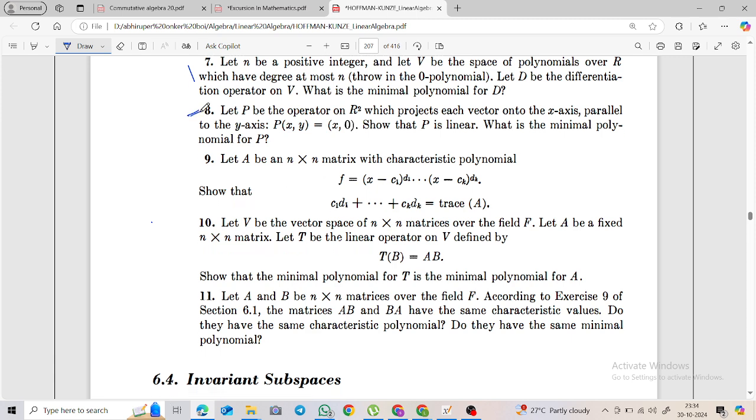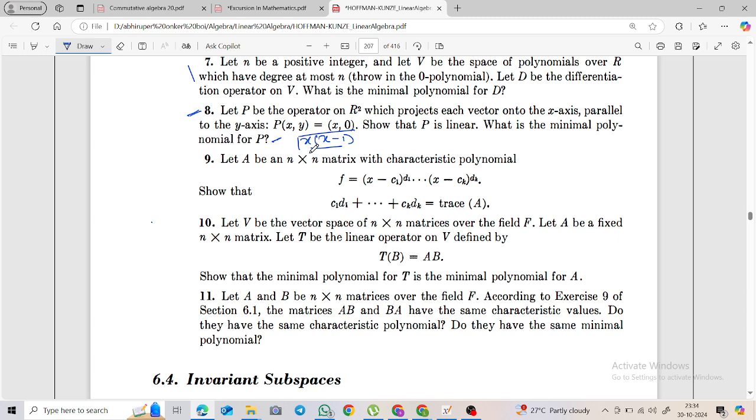This is the projection operator. Try to see the minimal polynomial of this. This will be this. I am just stating it, you can check it out. Just evaluate the matrix with respect to the usual basis.